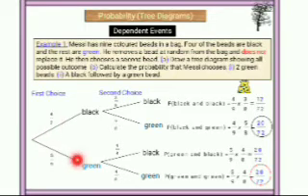Then for green, if you take away 4 from 9, the remainder is 5. So the remainder is 5 over 9. That is for green.